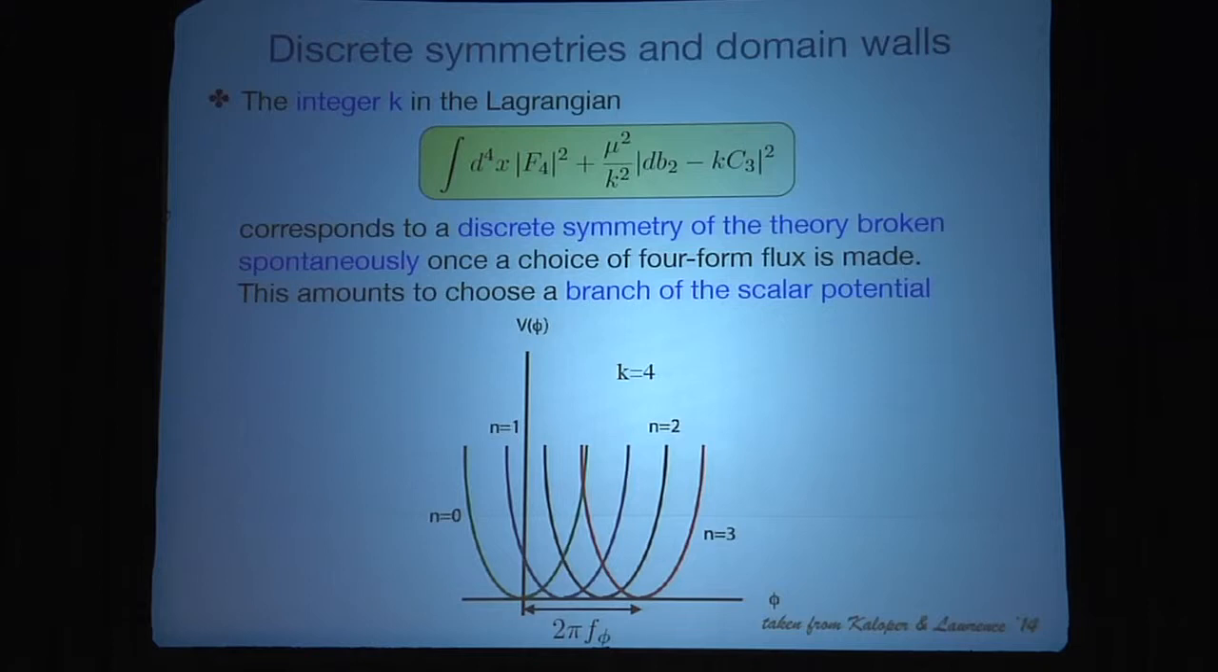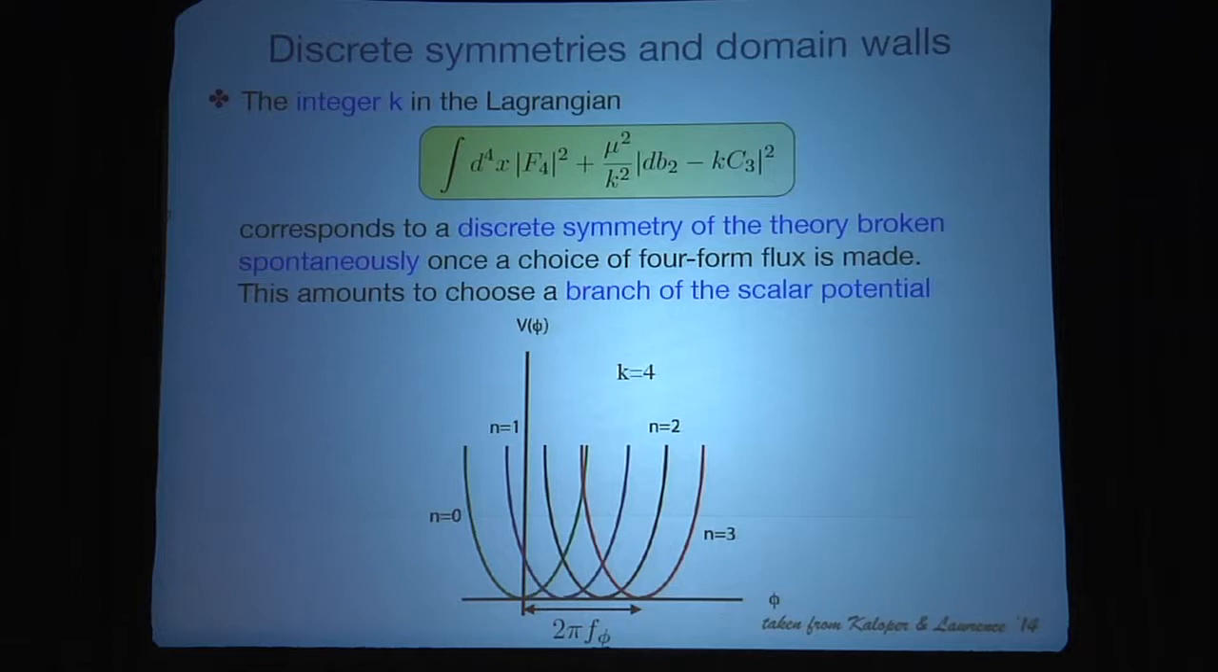Now, in this Lagrangian, there's also something besides the gauge invariance. There's this integer k, which has to do with this torsional invariance that I was mentioning before. This k corresponds to a discrete symmetry of the theory, in the sense that, if I have this initial period of the axion before giving it a mass, the potential will have k branches repeating in this fundamental period, okay?